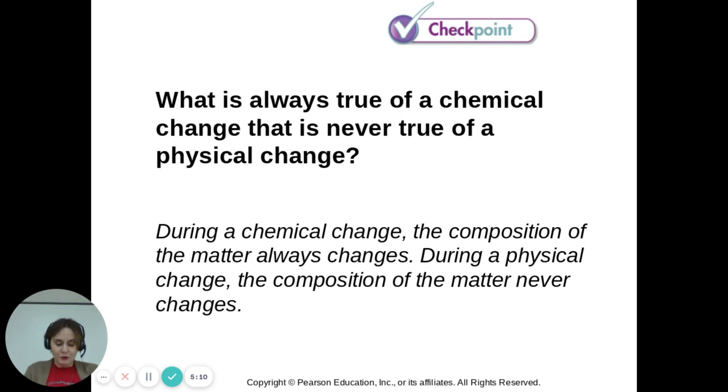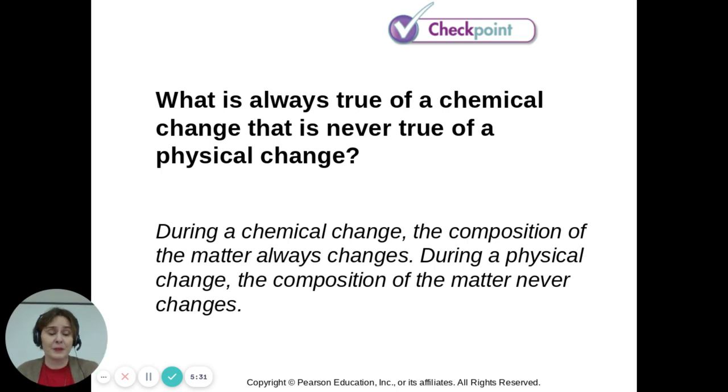Now, what is always true of a chemical change is never true of a physical change. With chemical changes, the composition of matter will always change. The elements are just going to be shuffled around or rearranged to make new substances. But during a physical change, we don't change the composition of matter.